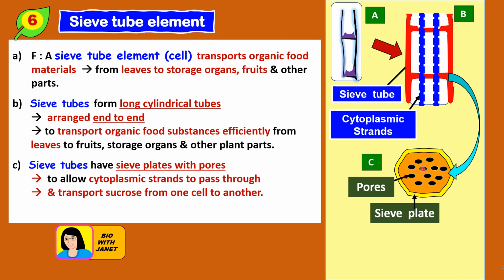Okay, so the sieve tubes do have end walls, which are called the sieve plates with pores, to allow the cytoplasmic strands to pass through, because the cytoplasmic strands will transport the food substances in it. Okay, so when the cytoplasmic strands pass through from one sieve tube cell to another sieve tube cell, it will transport sucrose from one cell to the next. Okay, down this way.